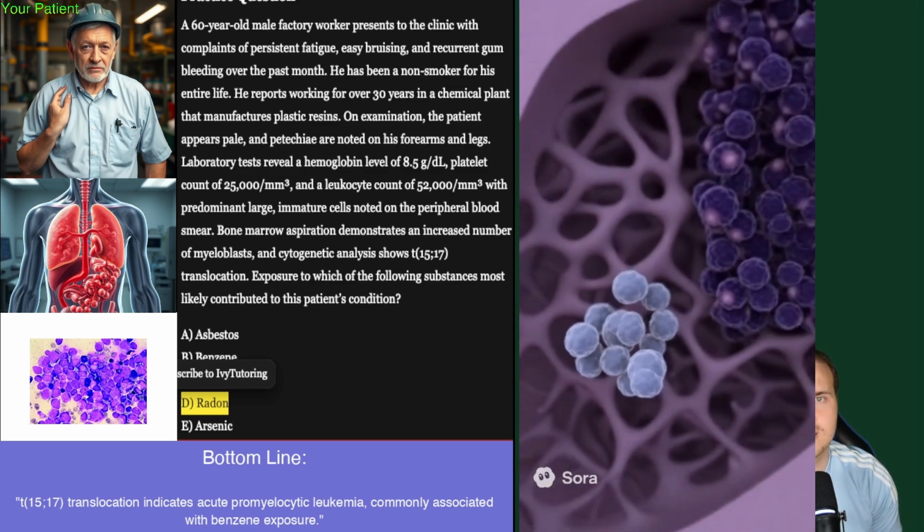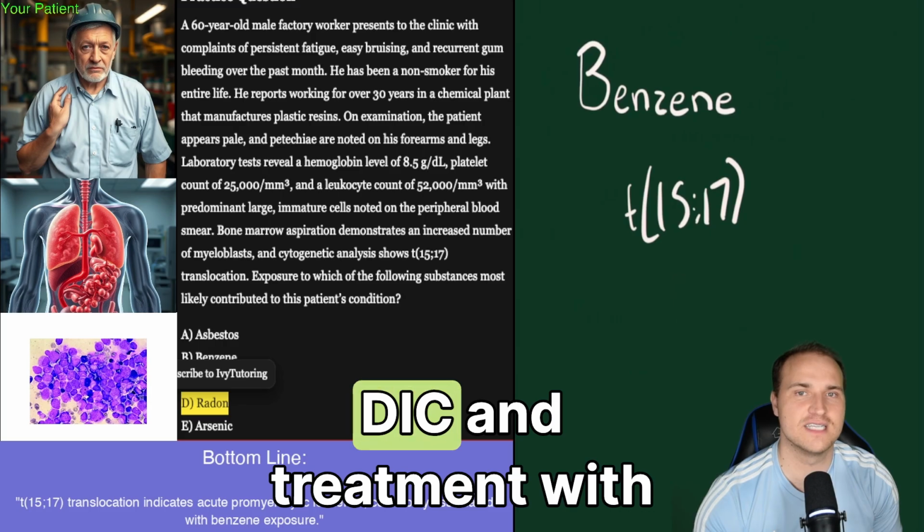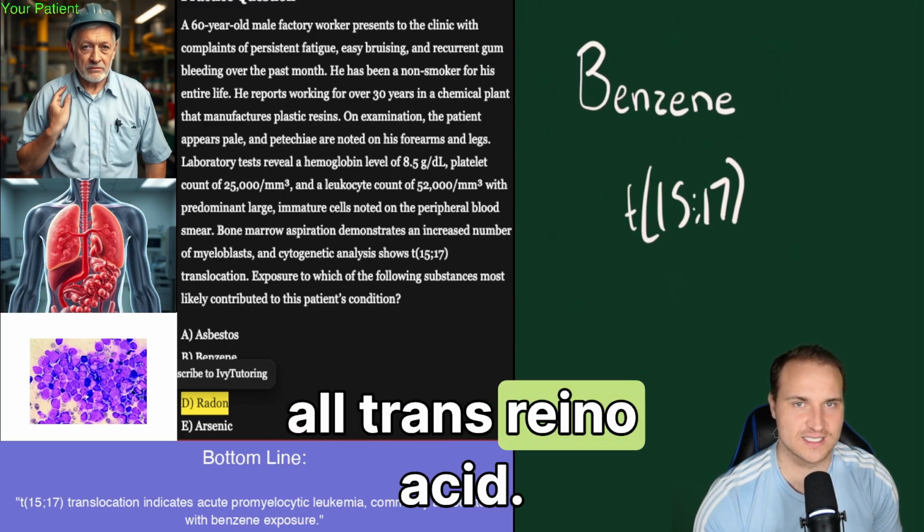There's this dude who works in a plastic resin factory. He's tired, has gum bleeding, pancytopenia. His smear shows blasts. Bone marrow biopsy confirms AML with the t(15;17) translocation. So it's acute promyelocytic leukemia, and there you have a risk of DIC and treatment with all-trans retinoic acid.